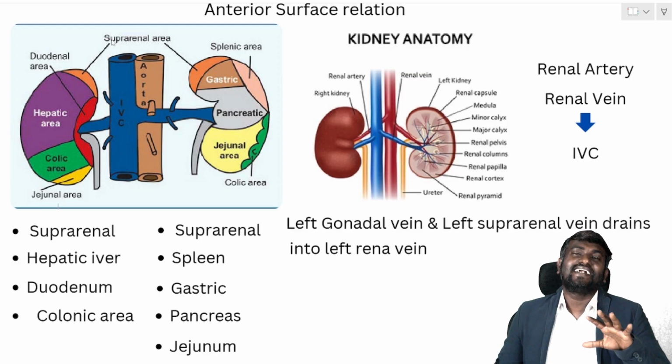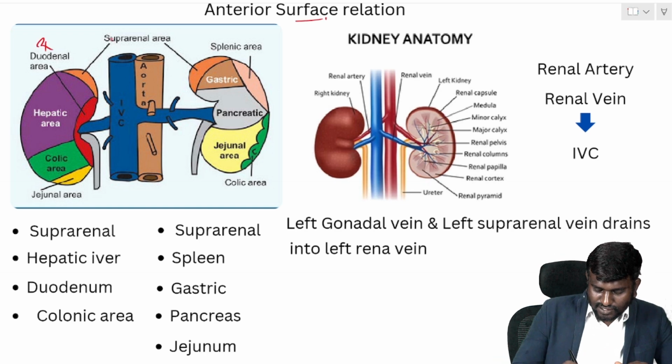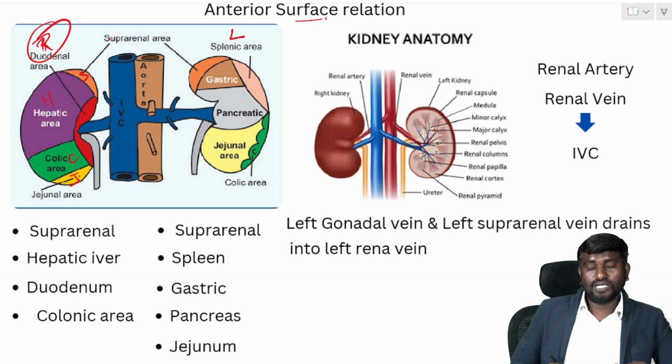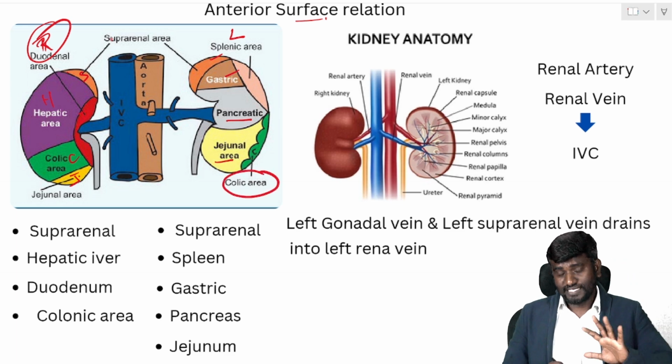Let's study the anatomy of the kidney, the anterior surface. Now look at this. This is going to be what? The right kidney, and this is going to be the left kidney. As you can see here, this is called the suprarenal area. This one is going to be the duodenal area, hepatic area, colic area, and the jejunal area, where the jejunum is going to pass through. Next, towards the left kidney, you will see the splenic area, gastric, pancreatic, jejunal, and also the colic area. Very important.